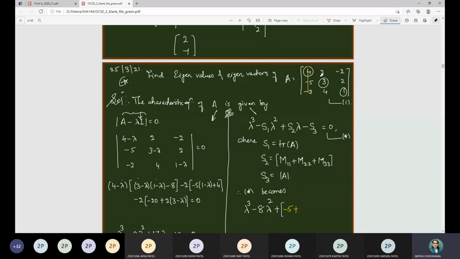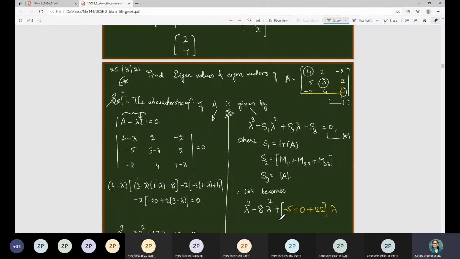Now I have to consider M22, which is the determinant of this submatrix. It is 4 plus 4, so it is just 0. And when I consider the third one, M33, the corresponding row and column will be deleted. In that case, the submatrix determinant is given by 12 plus 10, so it will be 22 lambda.